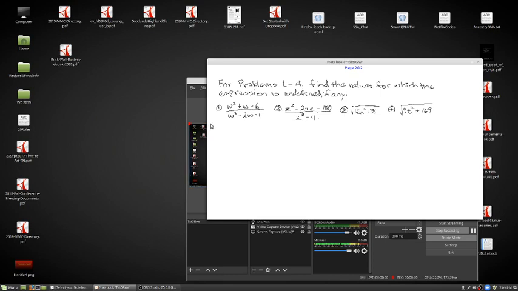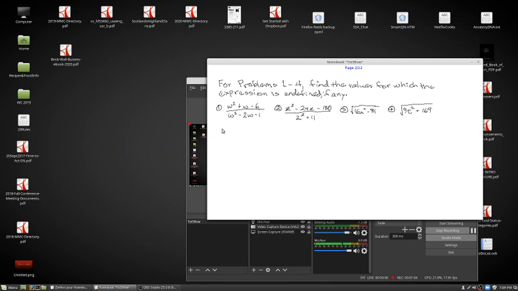Okay, so for the first 4 problems, I'm giving you some expressions, 2 rational expressions and then 2 root type expressions. And I want you to tell me where they're undefined, if at all. Okay, for rational expressions, those are undefined if the denominator is equal to 0.